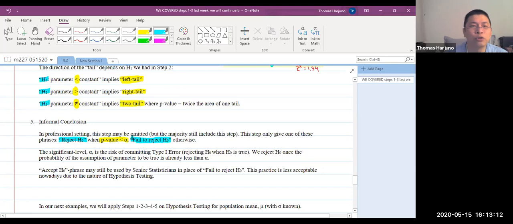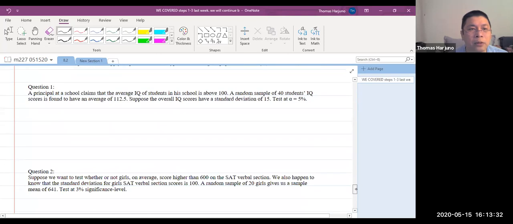Okay, now let's do an example first, and then we come back here. In step 4 and step 5, so that you have a better feeling on what we have been doing. The thing is, we did steps 1, 2, 3 last week, right? So we may be a bit blurry right now. Let's see, for example, this question 1.